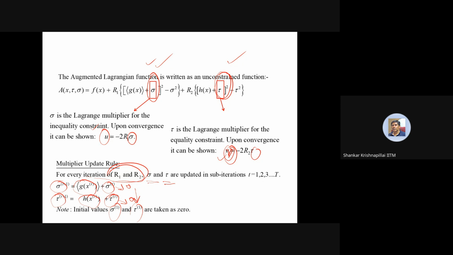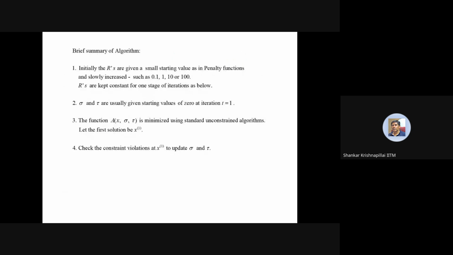If they don't converge, you go to the next value of R1 and R2. So that is described here. Okay, brief summary of the algorithm. Initially R's are given small starting values like 0.1, 1, 10, 100, etc. So R's are kept constant for one stage of iterations as below.